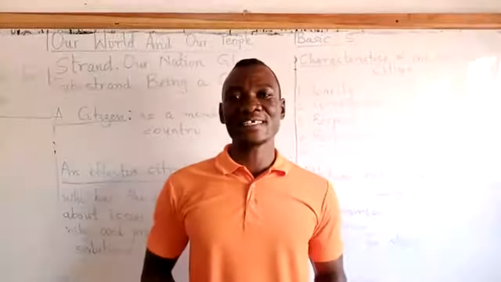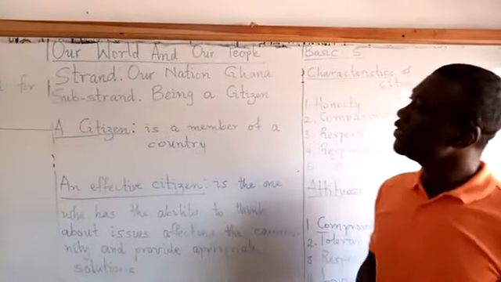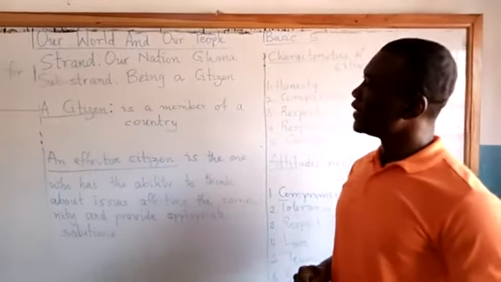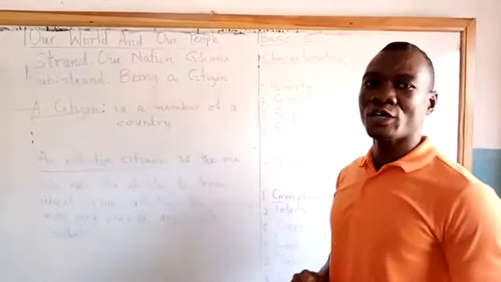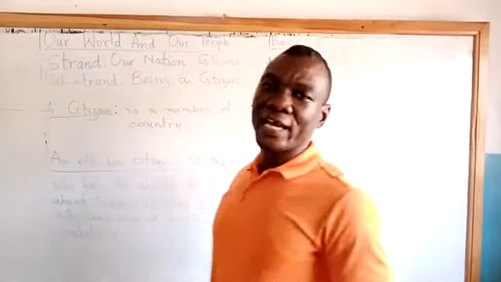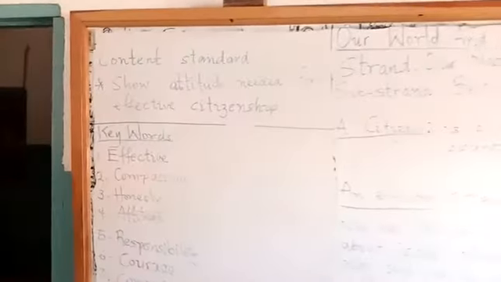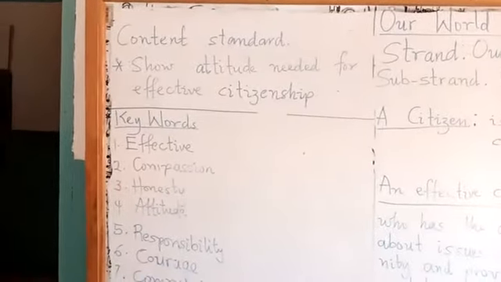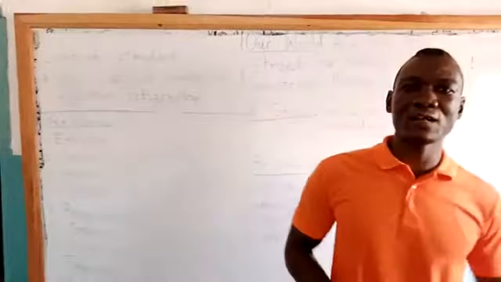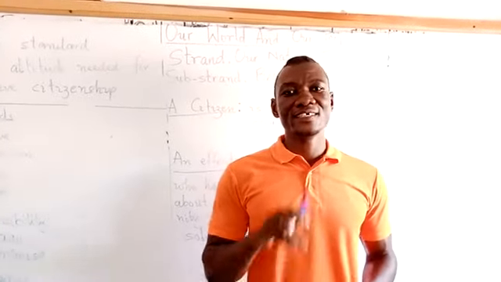Welcome to the first lesson in our world, our people. For today, we are considering the strand, our nation Ghana. And under that we have the substrand or the topic, being a citizen. By the end of today's lesson, you should be able to show attitude needed for effective citizenship. Now, I would like you to brace yourselves as we begin the lesson. Are you ready? Good. Now let's go.